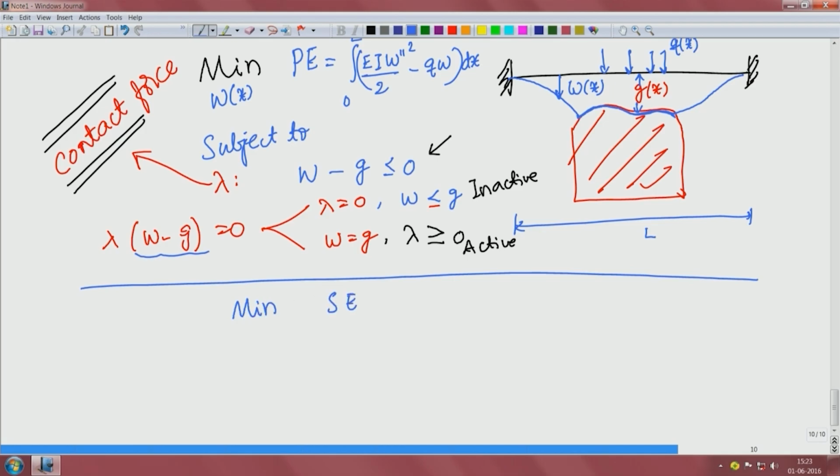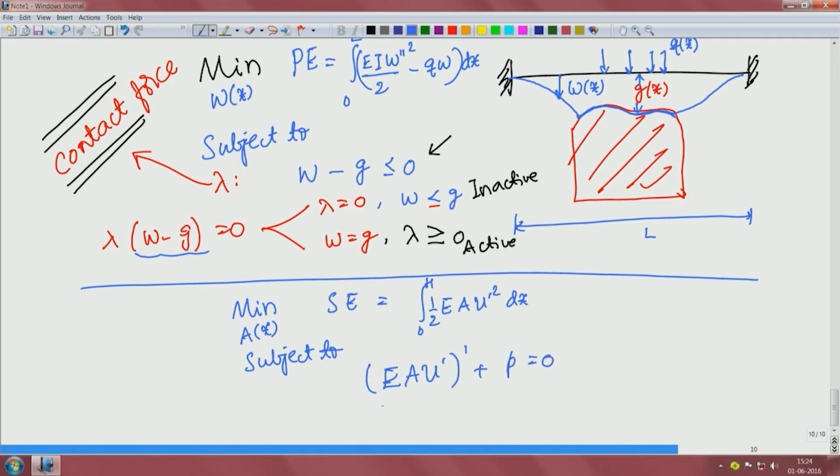Minimize strain energy, which is half times the integral from 0 to L of E A u prime squared dx, where the area profile is the design variable, subject to the governing equation, which is a function type constraint or a differential equation, a local type constraint, E A u double prime plus p equal to 0, and then the integral from 0 to L of A dx, a volume constraint, which is a global constraint, which we can now put as an inequality constraint.